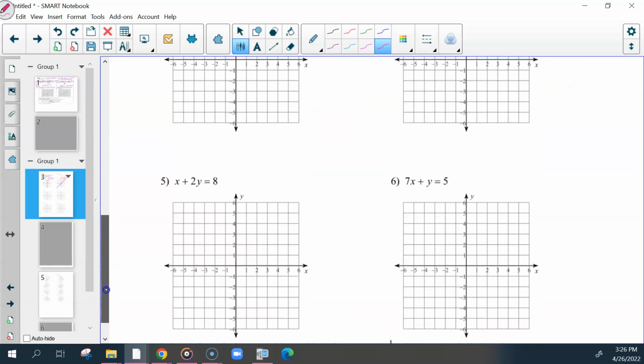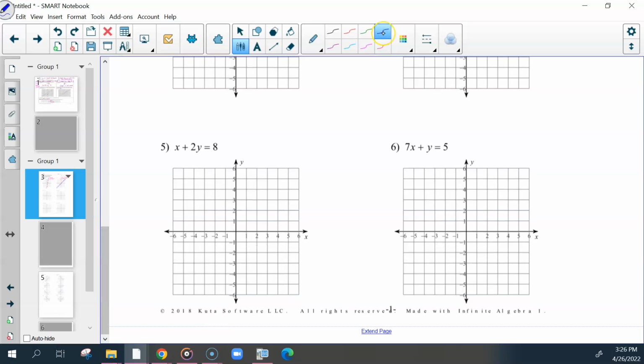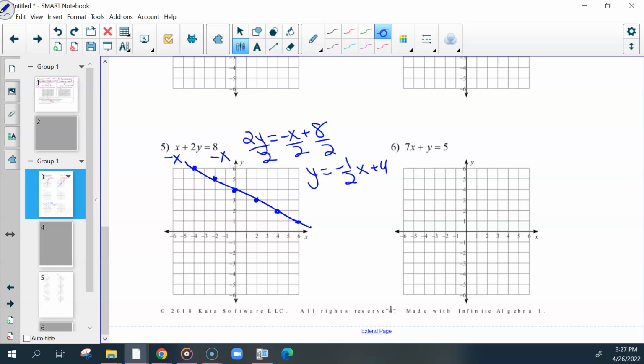I'm going to do one more of these. So I'm going to solve this. So we'd have 2y equals negative x plus 8. Divide everything by 2. So y equals negative 1/2 x plus 4. And I'm going to go ahead and graph that. So we're going to go up 1 to the left 2 as many times as possible, and down 1 to the right 2 as many times as possible. I'm going to graph that.